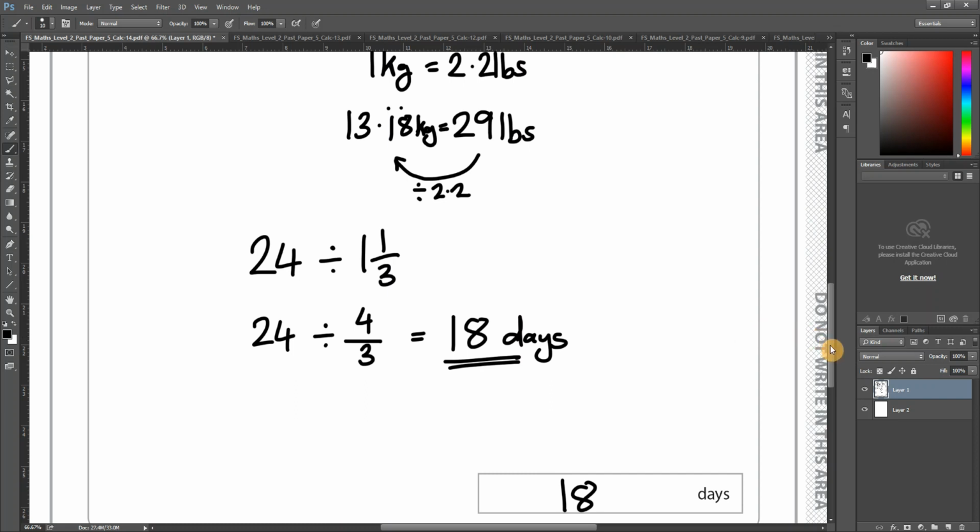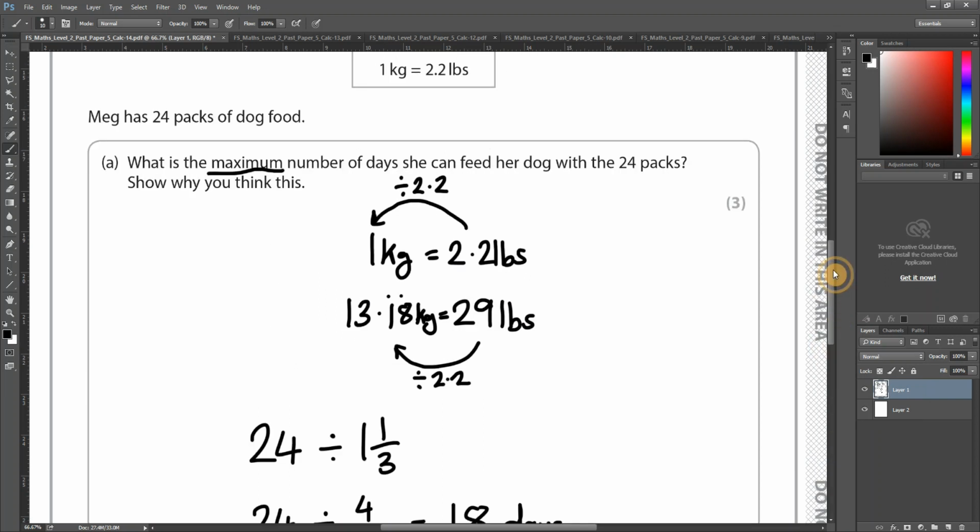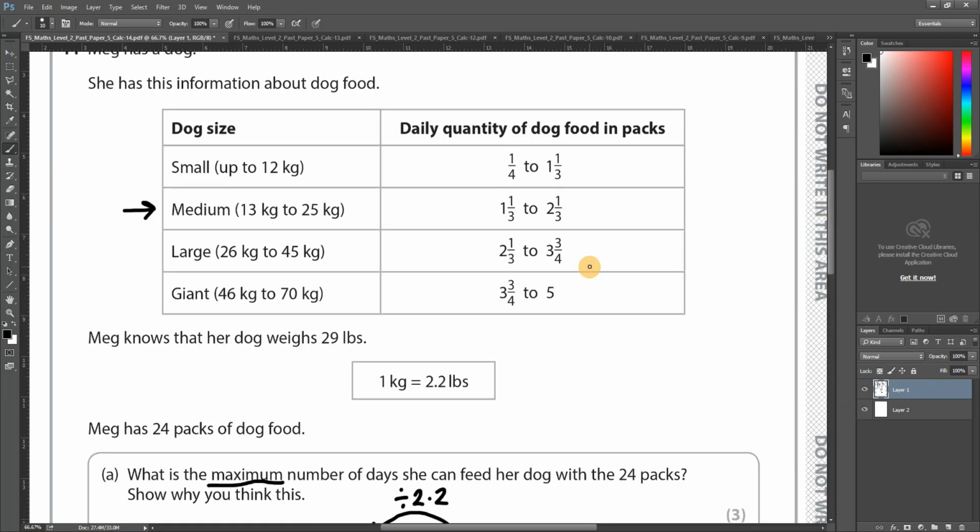You want the maximum number of days. You want it to last as long as possible. Therefore, you're going to have to divide it by the smaller value, which is this one right here, for it to last longer. Think of it like that. To me, that makes more sense.